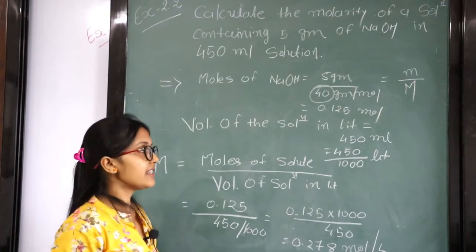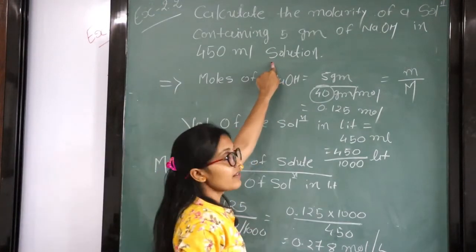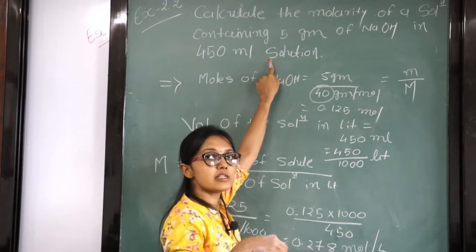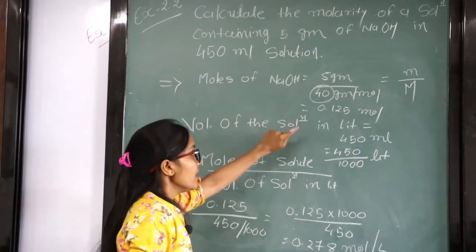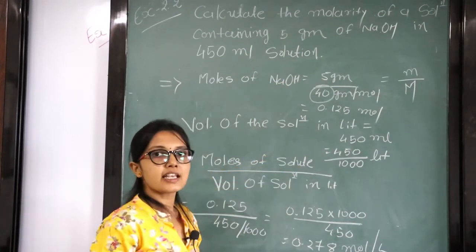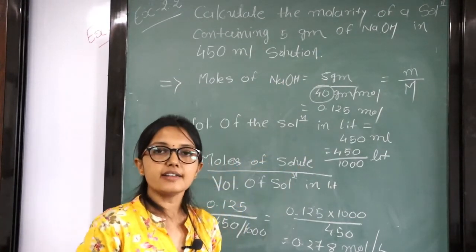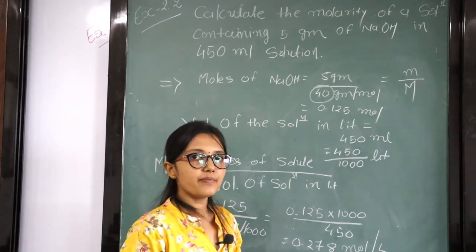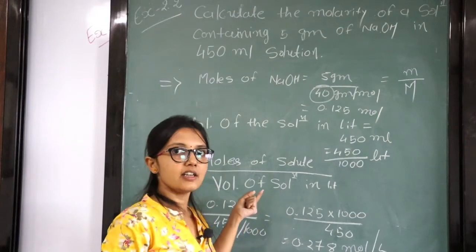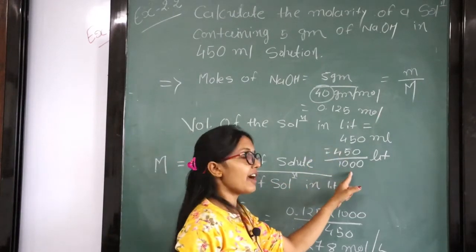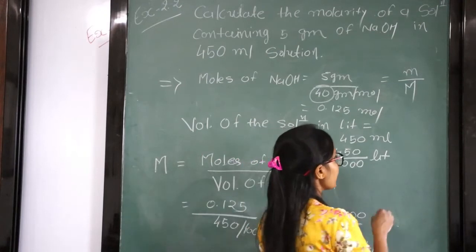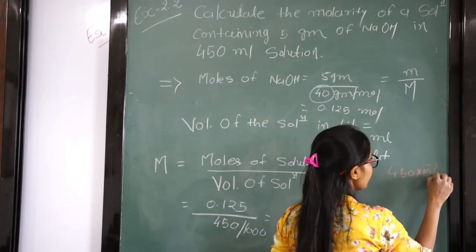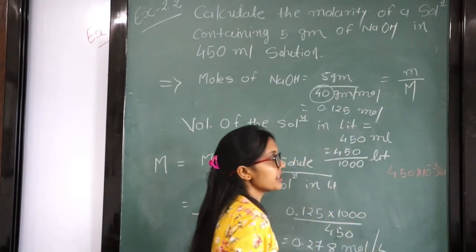Volume of the solution in liter means what? Here the value given is 450 ml, and when converting milliliter into liter, 1 ml is equal to 10 raised to minus 3 liter. Clear? So 450 ml divided by 1000, or you can also write 450 multiplied by 10 raised to minus 3. This is easily converted into liter.